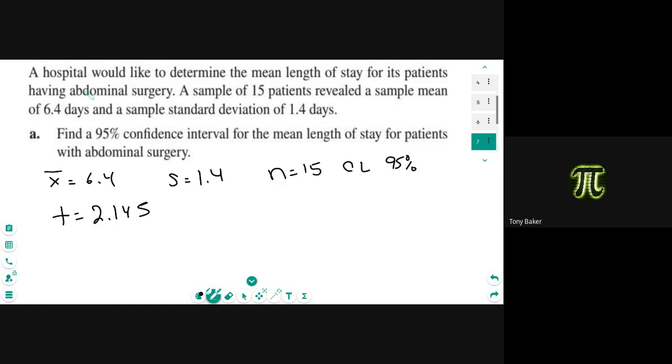So when you're looking at it, if they're doing a mean problem, sample standard deviation is T, population standard deviation is Z.